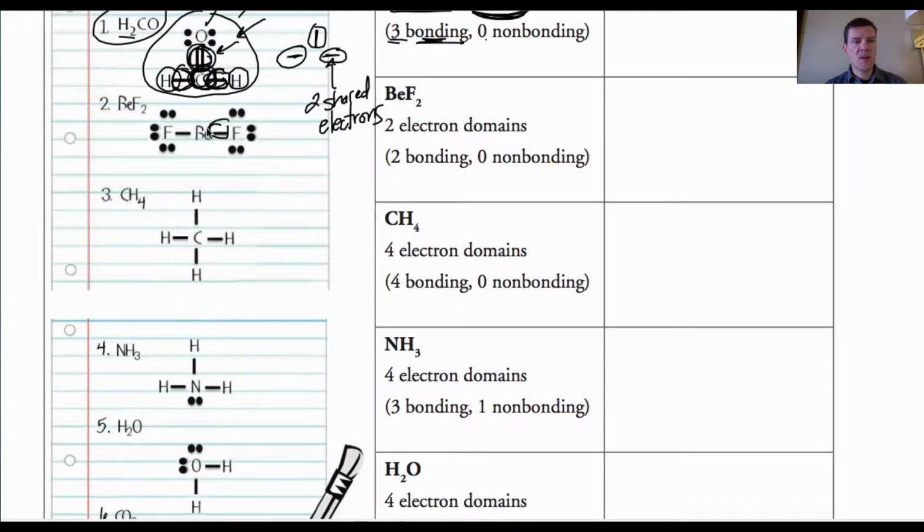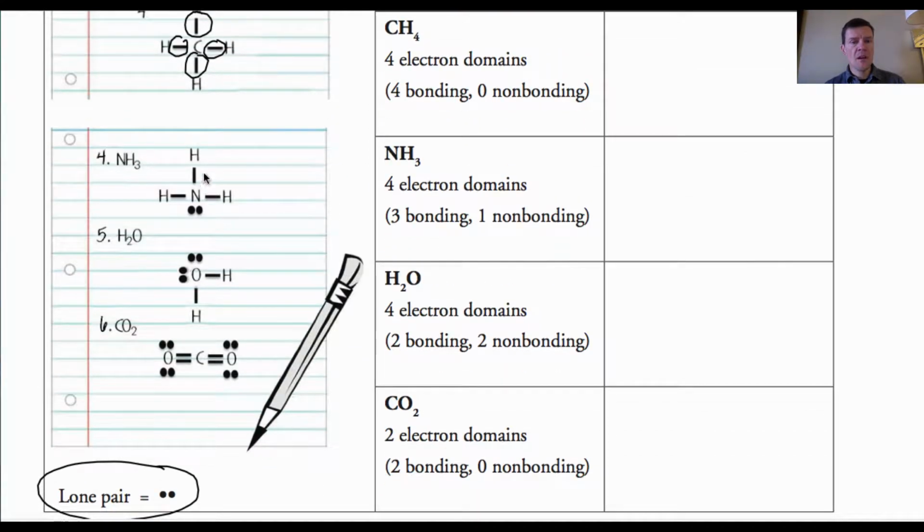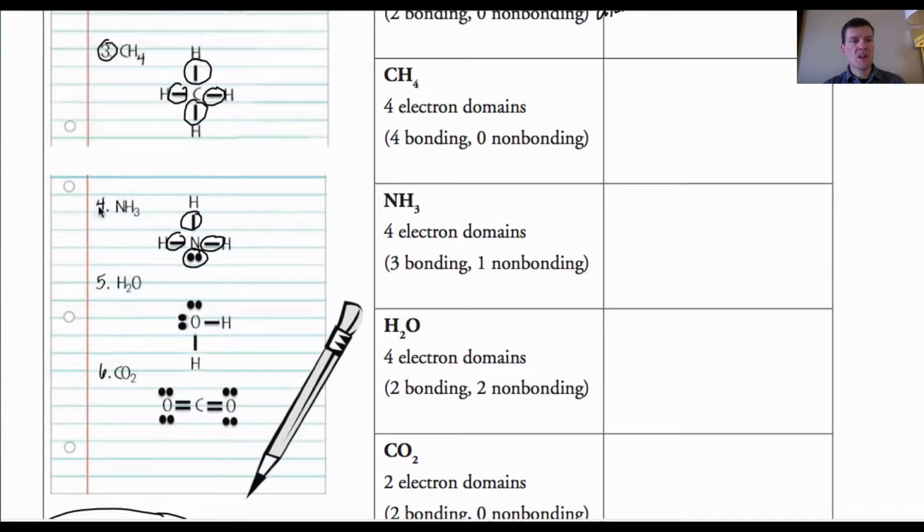In this case here, we've got 1, 2 electron domains around the central atom. Here we've got 4. Here's our 4. 1, 2, 3, 4 electron domains around the central atom. Here we have 1, 2, 3, 4. We have 4 electron domains. Notice the difference between number 3 and number 4. Here we have 4 electron domains.